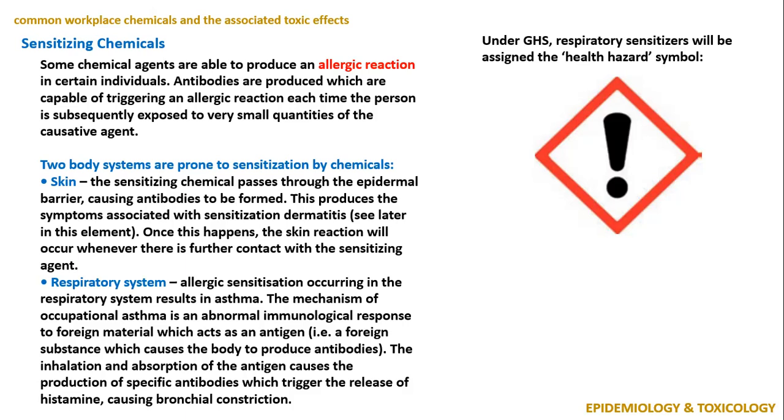So basically, occupational asthma is an abnormal immunological response to a foreign material. The foreign material is an antigen, a substance which causes the body to produce antibodies. The inhalation and absorption of the antigen produces antibodies, which results in the release of histamine, causing bronchial constriction.